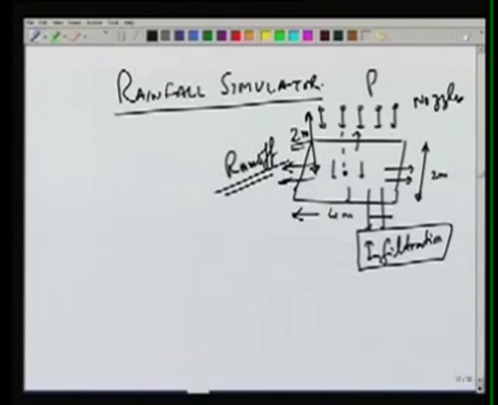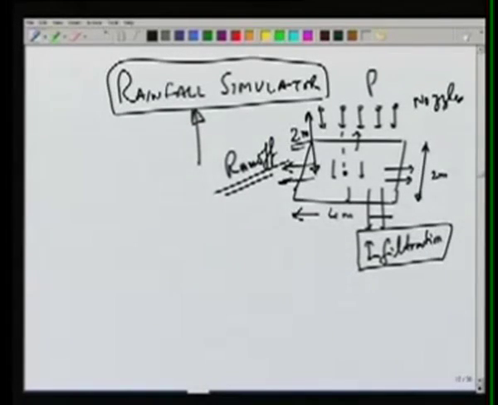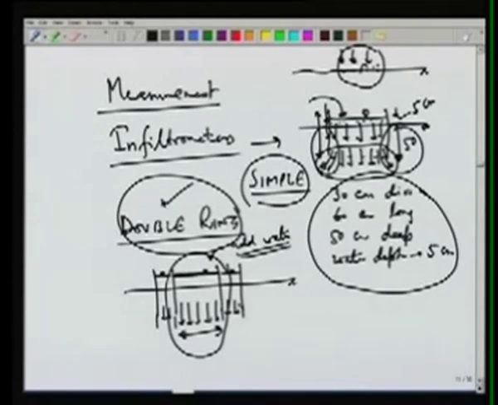So this rainfall simulator takes care of the objections to the simple or double ring infiltrometer, that the raindrop impact is not simulated in the first case and the soil was disturbed. Both of those are avoided in the rainfall simulator. So this is preferred over the infiltrometer, but of course it is more expensive. Depending on what our aim is, we can go for either this or the double ring. Typically the double ring is preferred over the single or simple ring.